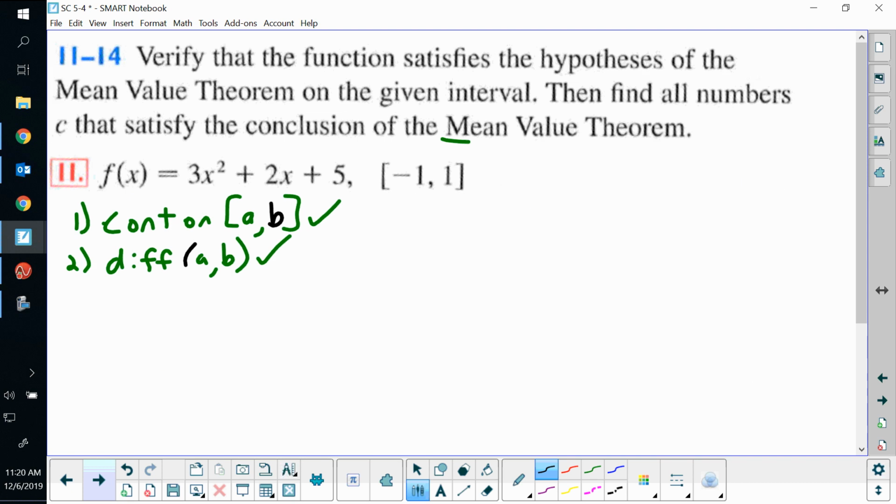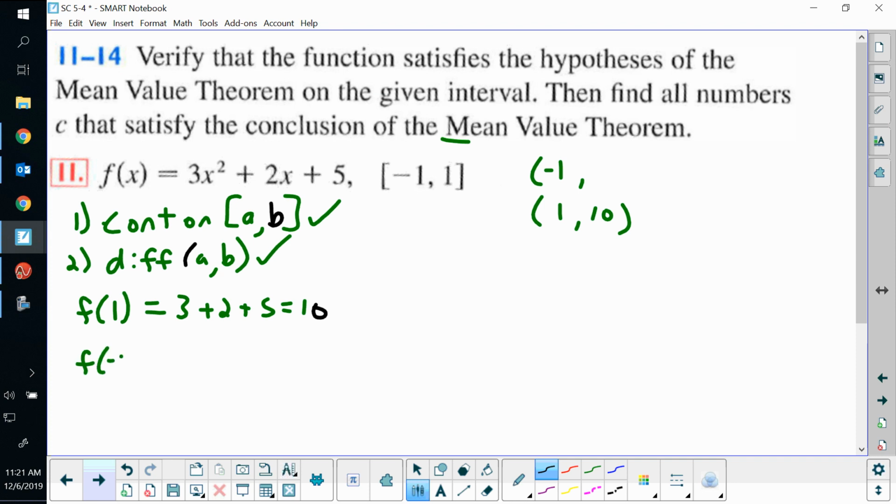All right, so back to this one. Our initial conditions checked out, so we need to now set our derivative equal to the slope between the endpoints. Well, we need to know what are our endpoints. We have -1 comma something and 1 comma something. So let's see what we get back for those. We'll start with the easier one, 1. When you sub in 1, you get back 3, 2, and 5, or in other words, 10. When you sub in -1, we get back 3, -2, and 5, or in other words, 6.